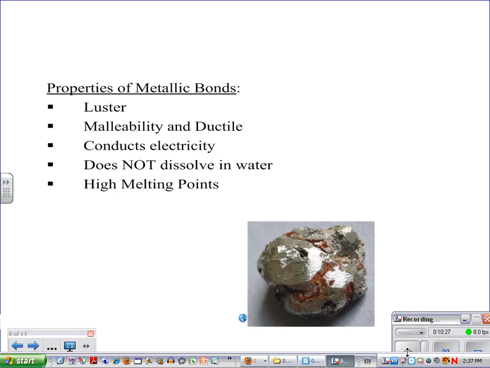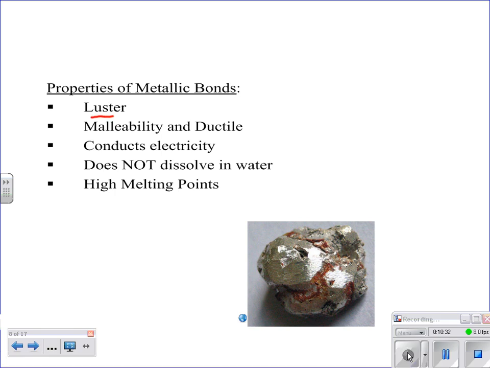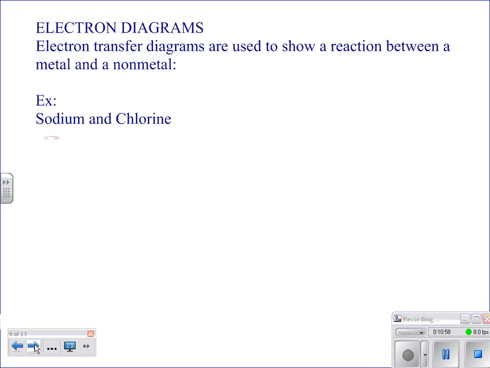So what we can say about metallic bonds and their properties: they have a high luster, which just means that they're shiny. They're malleable. They can be hammered into sheets. They're ductile. They can be pulled into wires. They conduct electricity really well. That's why we have copper wiring in our house. They don't dissolve in water, which you guys know already. And in order to get them to melt, we have to increase those temperatures really, really high. So, high melting points.